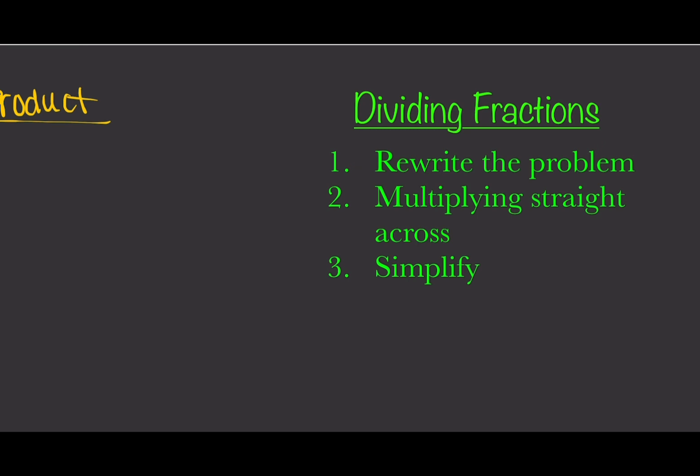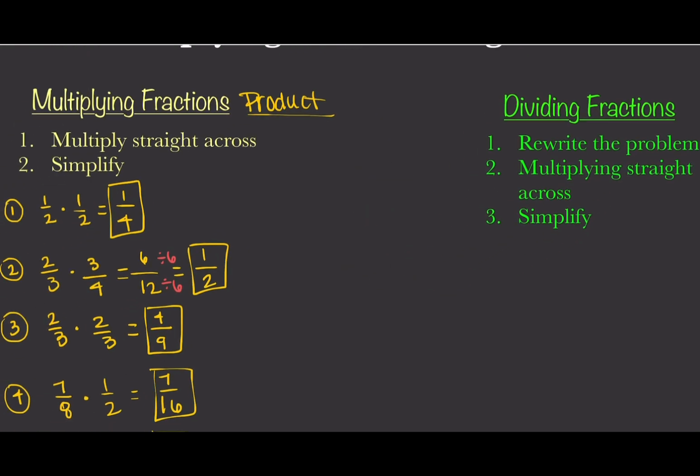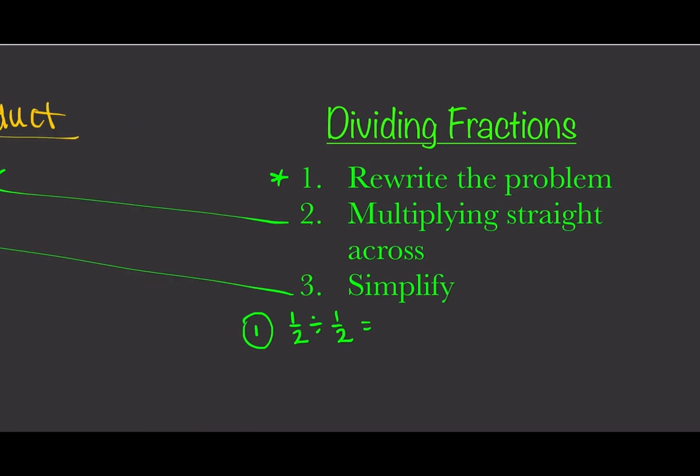The great thing is, the only difference is we have a new step number 1, but step 2 is that step 1, and step 3 is that step 2. So not much has changed. All we have to do is rewrite the problem, and then dividing is the same thing as multiplying, which is amazing. So let me show you. Another word for dividing is finding the quotient, so I'll put that up here.